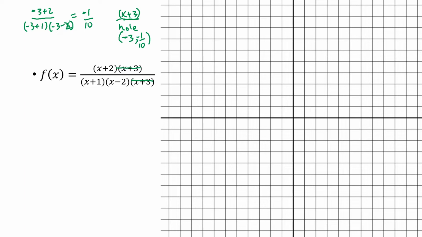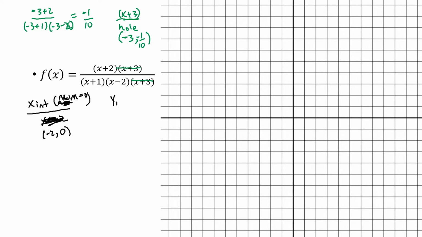So let's see if we can find some of these other attributes. For our x-intercept, we're asking the question, what would make the numerator equal to 0? In other words, what's going to make our whole fraction have a value of 0? And we know that that would only happen when x is equal to -2. That's the only thing that would make the numerator equal to 0. Of course, we want to write this as an ordered pair. So that would be -2, 0 for our x-intercept.